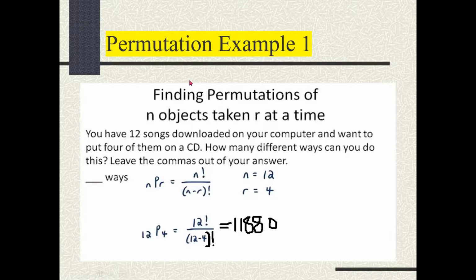So basically you have 12 songs, right? And you want to copy 4 of them to your USB. There are 12 different songs whereas you are choosing 4. So 12P4 is 11,880 different ways in which you can choose these 4 songs. So this was the second example for permutation.